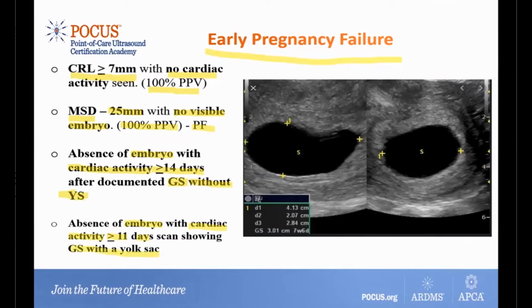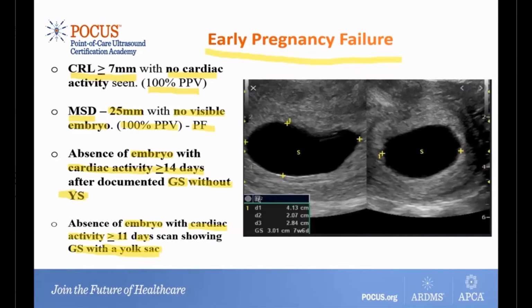So previously we have done an ultrasound, it shows gestation sac with the yolk sac in there, but now even after 11 days we are still not being able to see that there is embryo with cardiac activity. So these are all ominous signs, bad signs. In literature you will come across different numbers. Lots of studies have been done, but this is the most conservative.